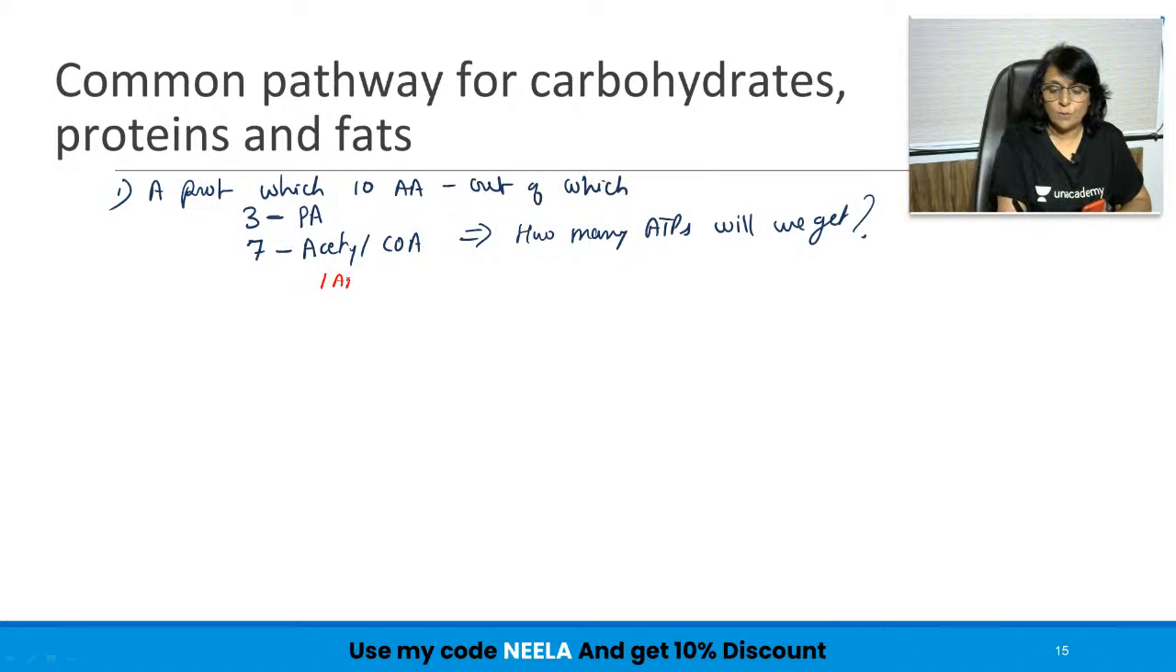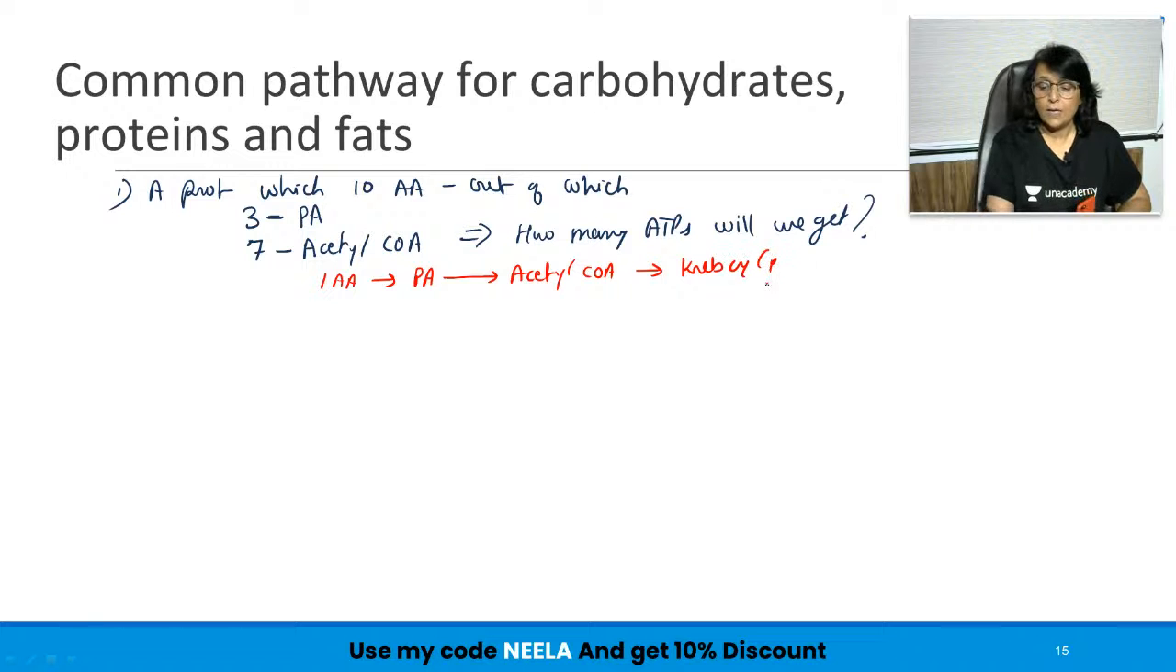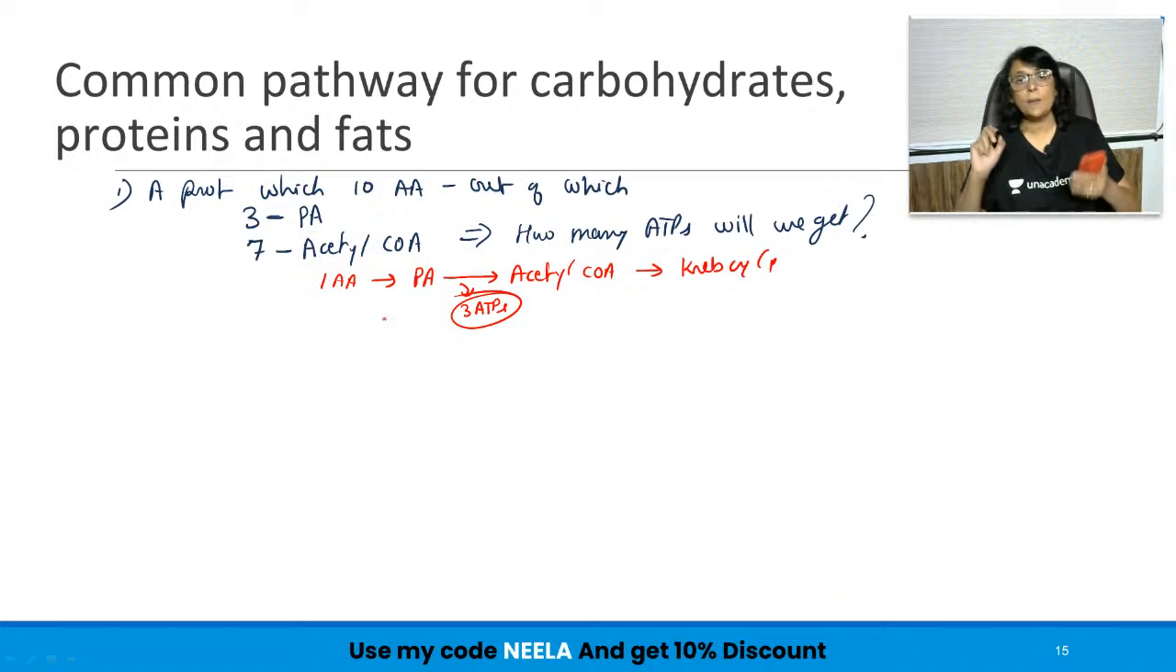One amino acid joins at pyruvic acid. So pyruvic acid changes into acetyl coenzyme A, which takes part in Krebs cycle, right? Do we know what happens here? We will get 3 ATPs. Are you able to remember? It is the link reaction.